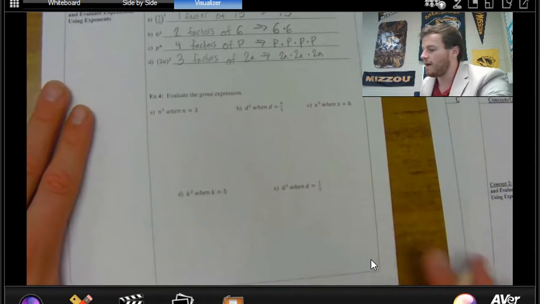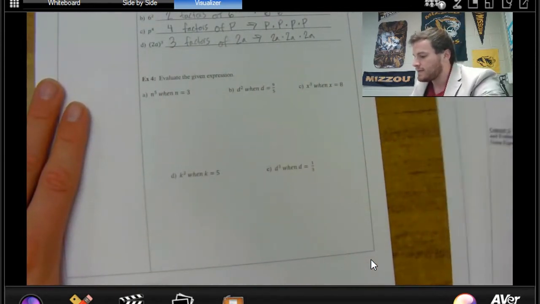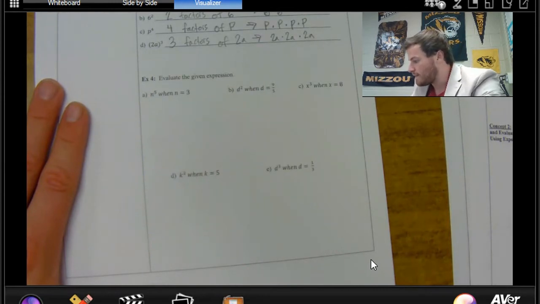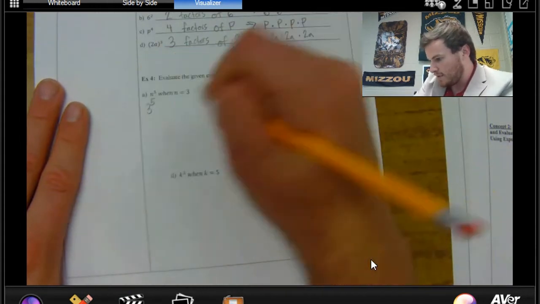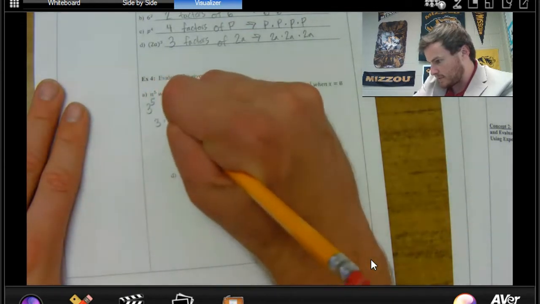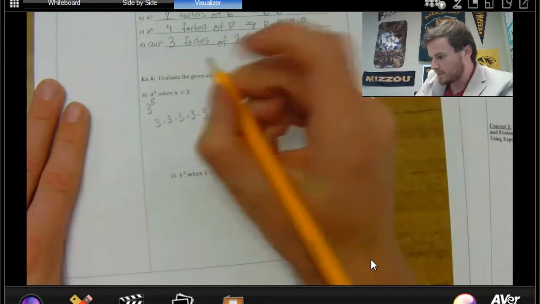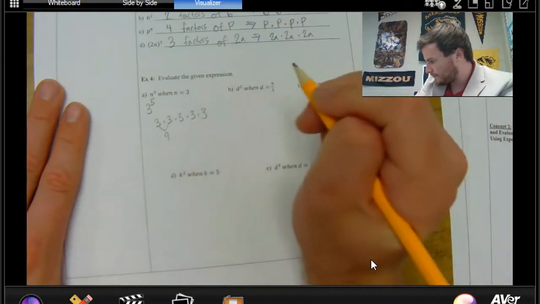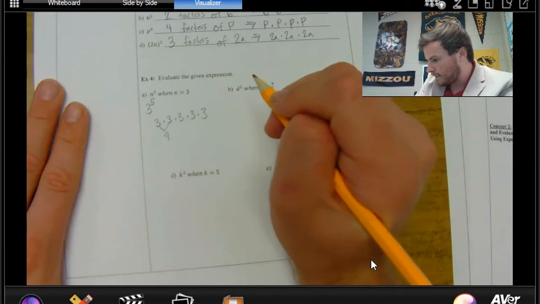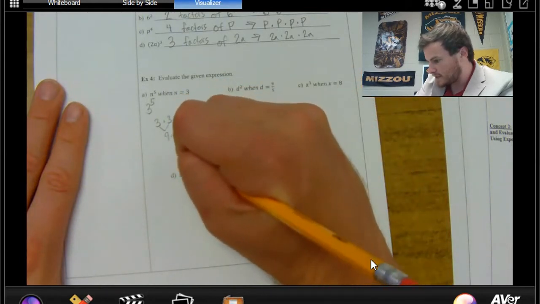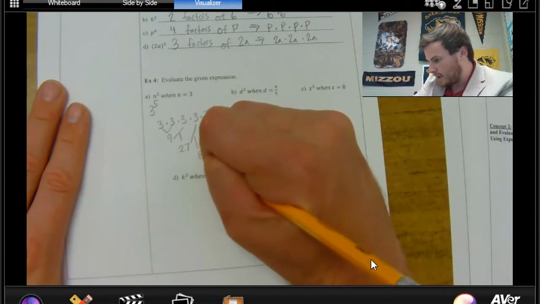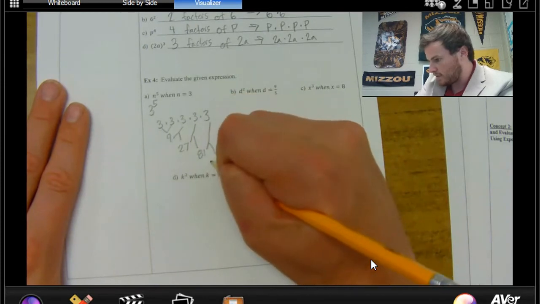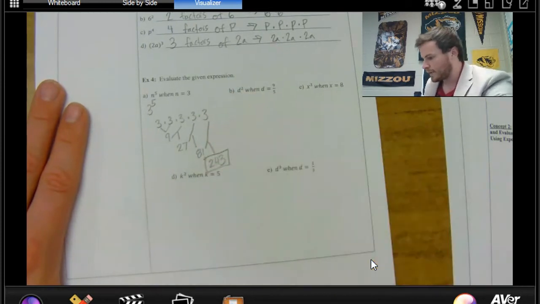Example 4 says, evaluate the given expression. It says n to the 5th power. That means we have 5 factors of n. We can write that again as 3 to the 5th, because n equals 3, which means 3 times 3 times 3 times 3 times 3. 3 times 3 is 9. You got that? 9 times 3, that's 27. 27 times 3, that is, like we talked about, 81. 81 times 3, that's 243. And that's our answer.